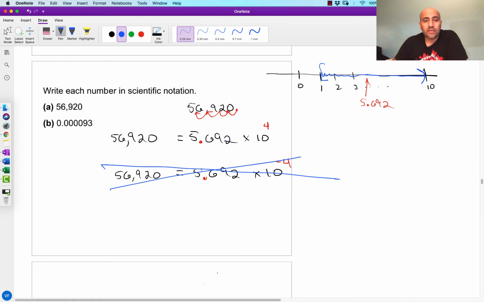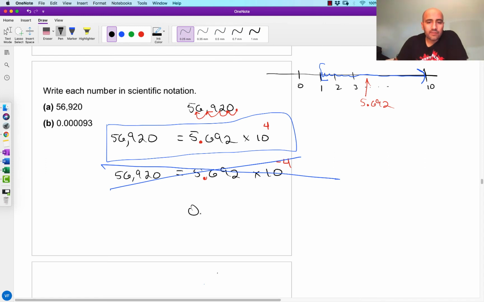This one makes more sense. 5 point something, 5.692, is much smaller than 56,920, but when we multiply it by this large number, then it does make sense, and then they become true, right? So this is the true statement. Good. Let's look at the other one.